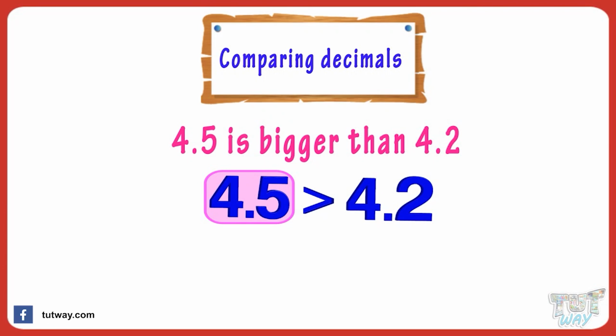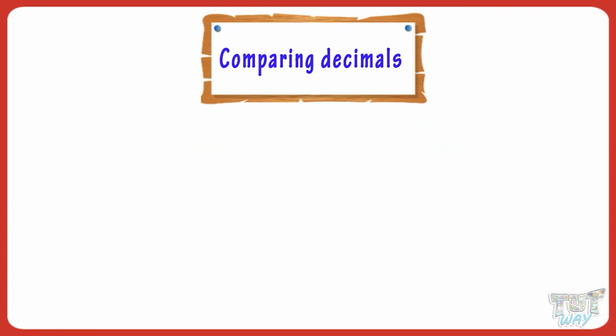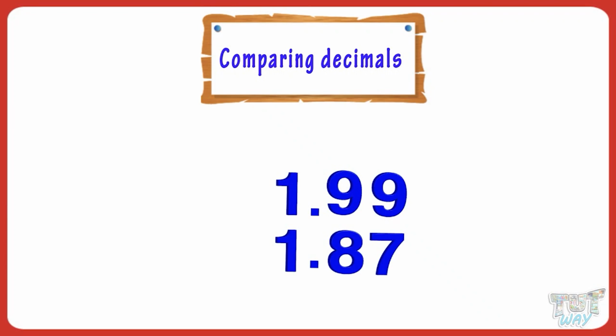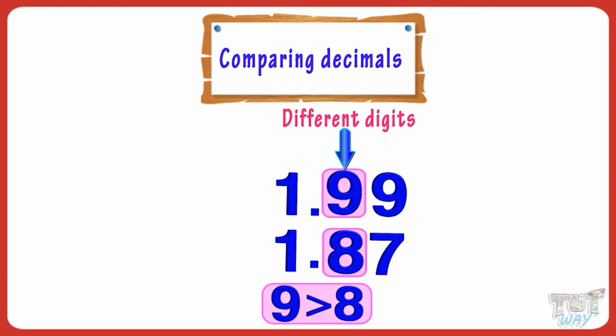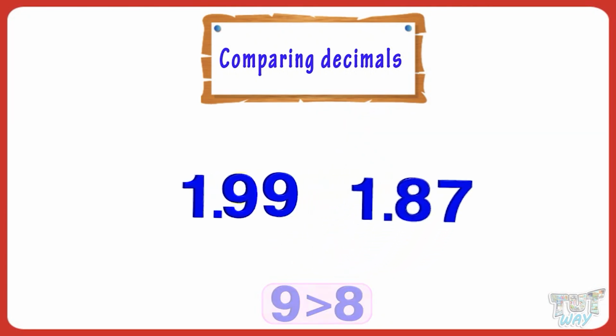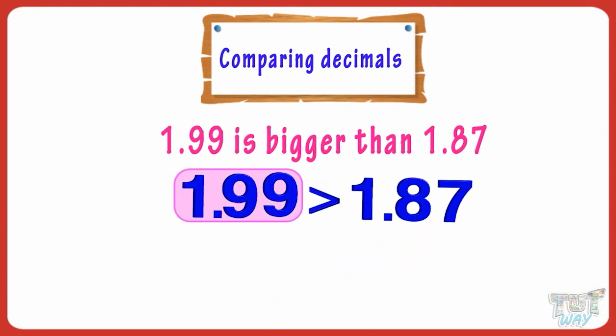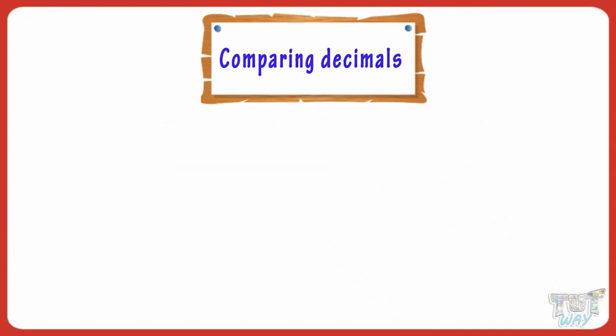Now let's take another example. Let's compare 1.99 and 1.87. We have to start at the left and look for the first place where the digits are different. And here, the digits at tenths place are different. So comparing 9 and 8, we get 1.99 is more than 1.87.